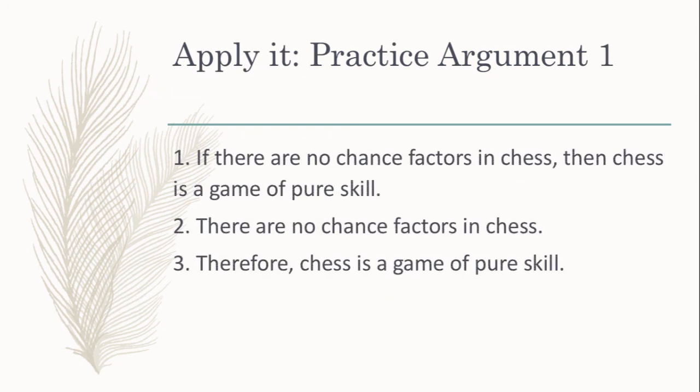Consider this example. If there are no chance factors in chess, then chess is a game of pure skill. There are no chance factors in chess, therefore chess is a game of pure skill. Is it clear? Yes. Assuming we know what chess is, it's quite clear and well organized. Is it valid? If the premises are true, then we have perfect assurance that the conclusion is also true. Notice how closely the premises are linked together.